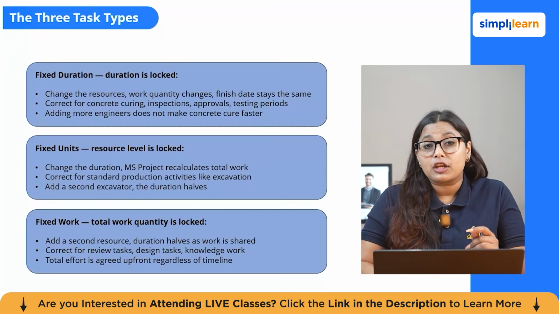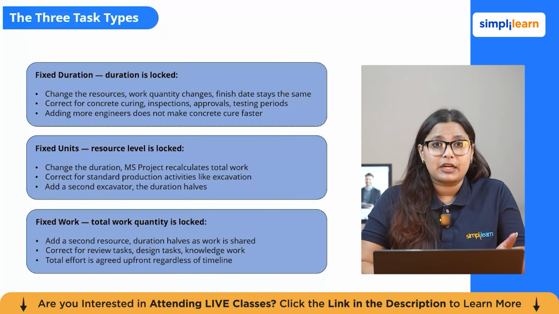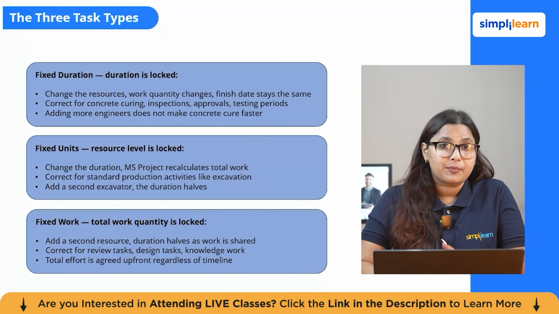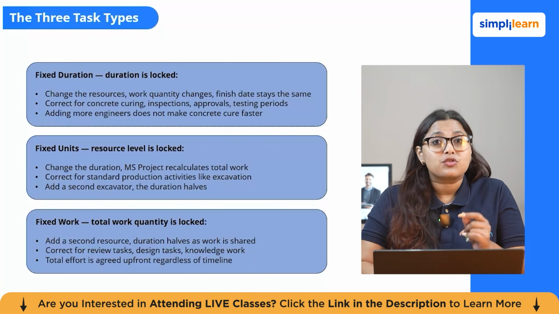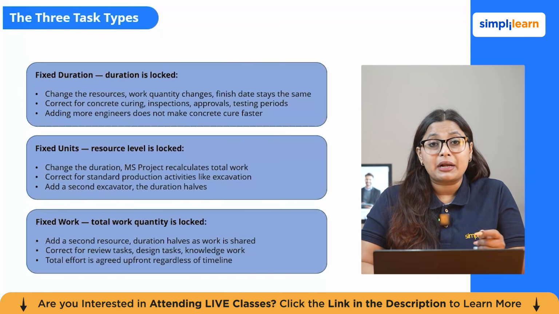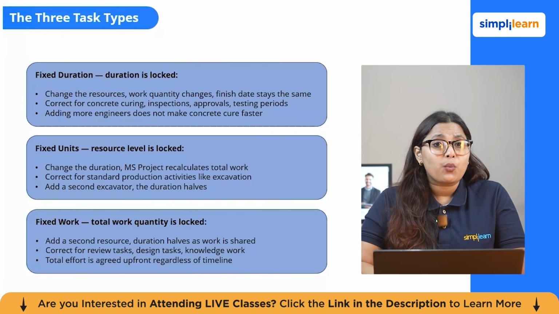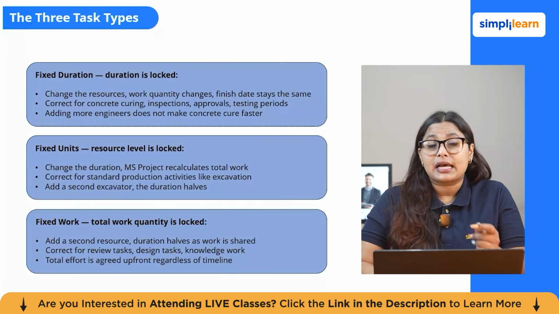Task type controls the relationship between the three variables, that is duration, units, that is resource availability, and the work, that is total effort. MS Project keeps these three connected through the simple formula, that is work equals duration multiplied by unit. When you change one of these three, which one will be recalculated depends on the task type you have set.